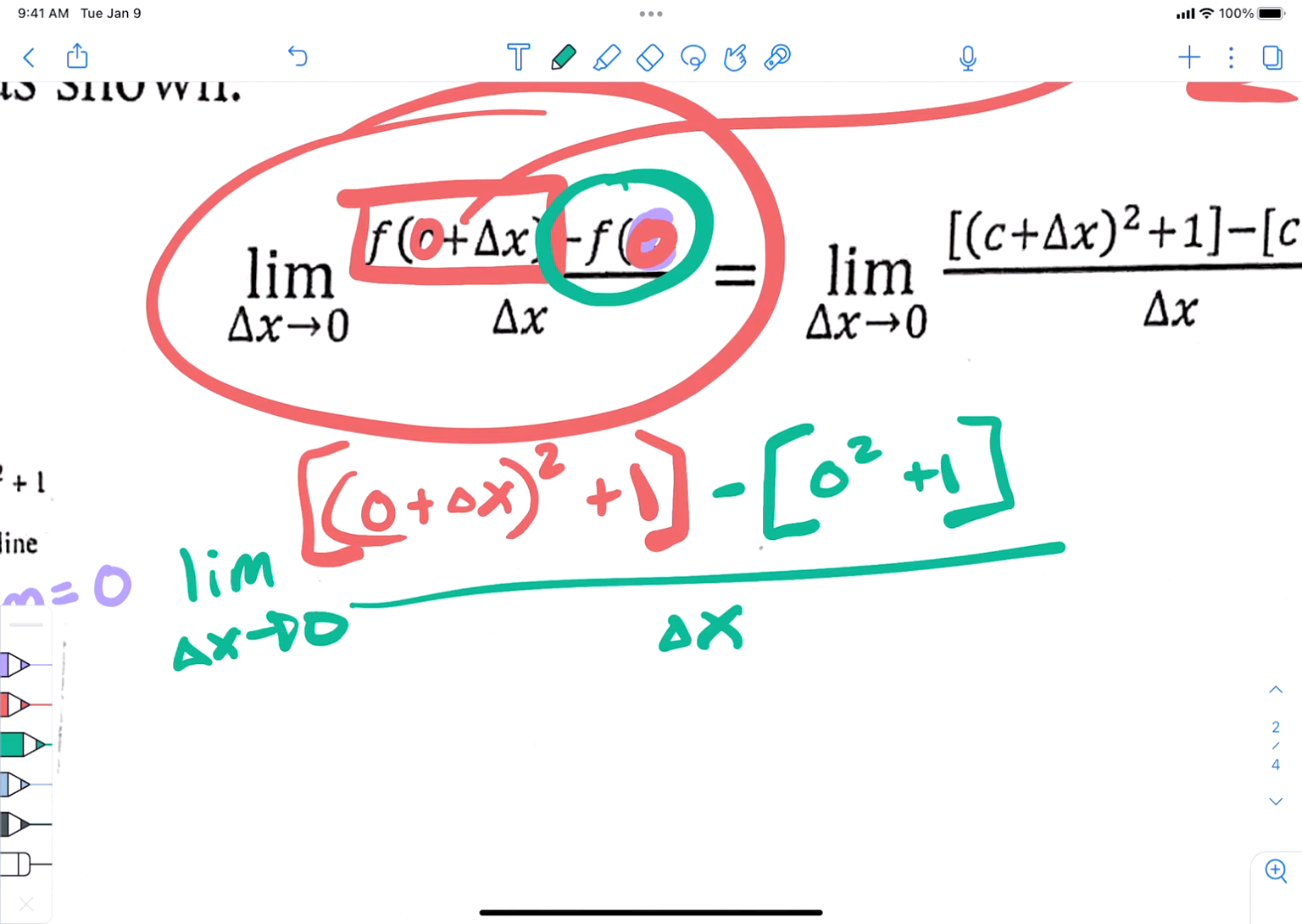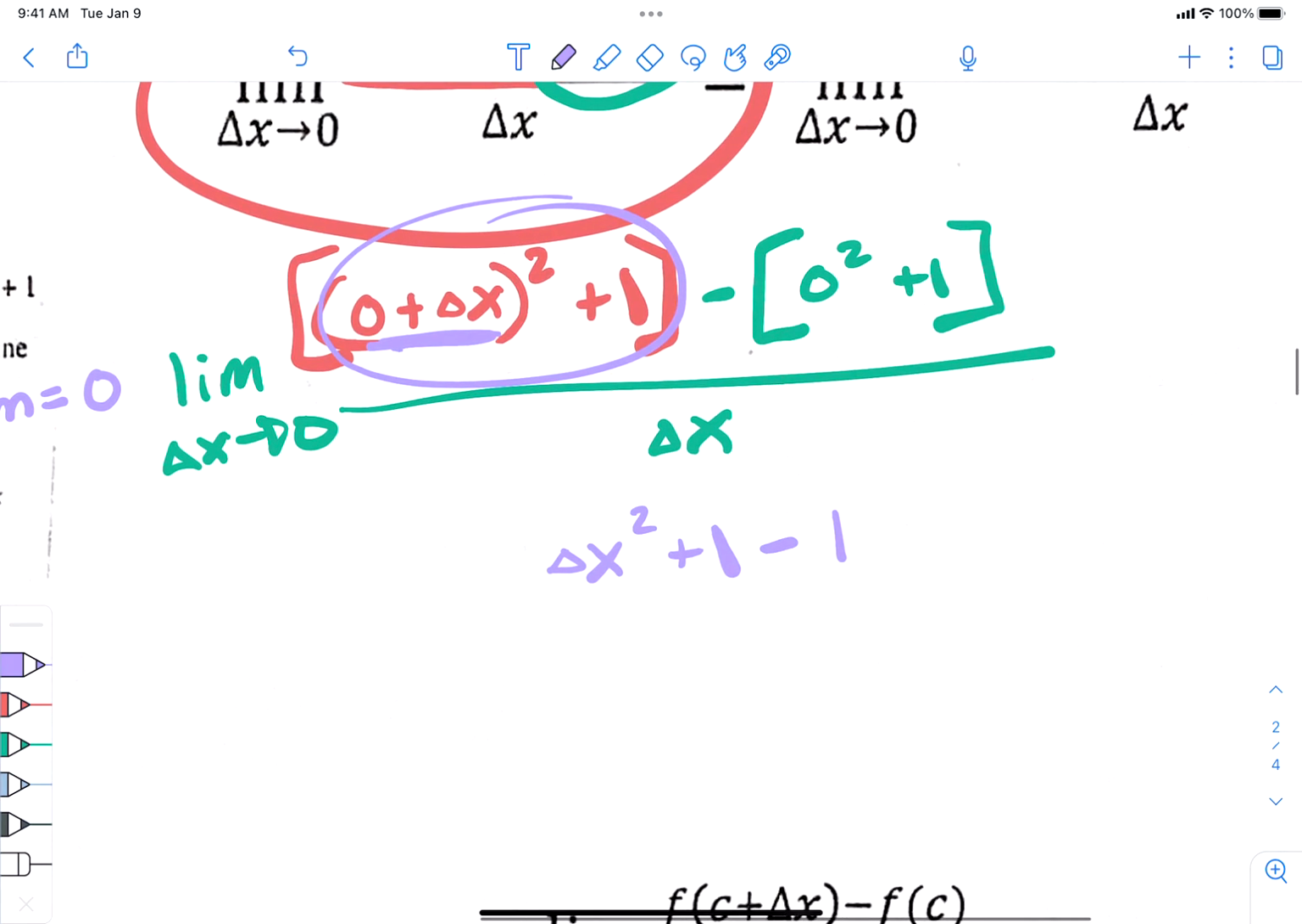Whew. Okay, all right. So let's simplify through some things. What's 0 plus the change of x right here? Just the change of x, right? So this guy comes out to be just change of x squared plus 1 minus 1. Yeah? On the bottom is delta x, or change of x.